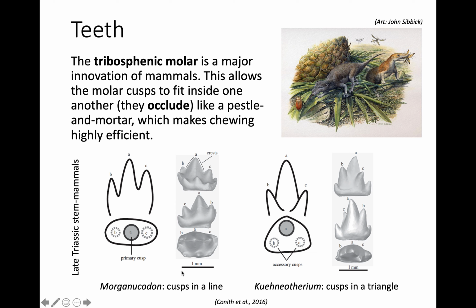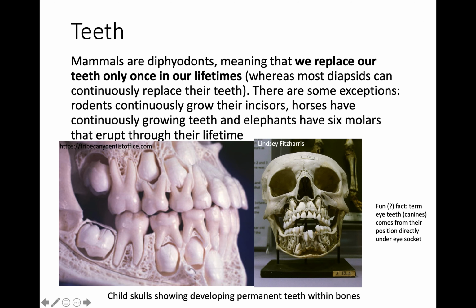But it allows the teeth to fit together like a pestle and mortar, which makes chewing extremely efficient, which is really helpful for mammals because this gives us a really great ability to have a broad and varied diet. So there's a couple different types here, of course. These teeth are all very different from one another. These are early mammals in the late Triassic. All right, and we can see those really nice teeth that would fit together quite well.